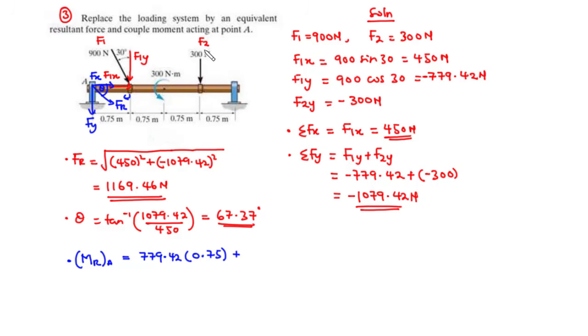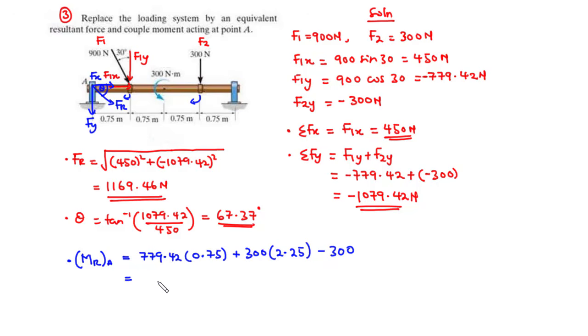plus, now for F2 we have 300, and then it's also going to take the clockwise direction, so we are going to add 0.75, 0.75, 0.75, and that will give 2.25. So we have 300 times 2.25, and then lastly we have moment taking this time the anticlockwise direction, so that becomes negative, so negative 300.